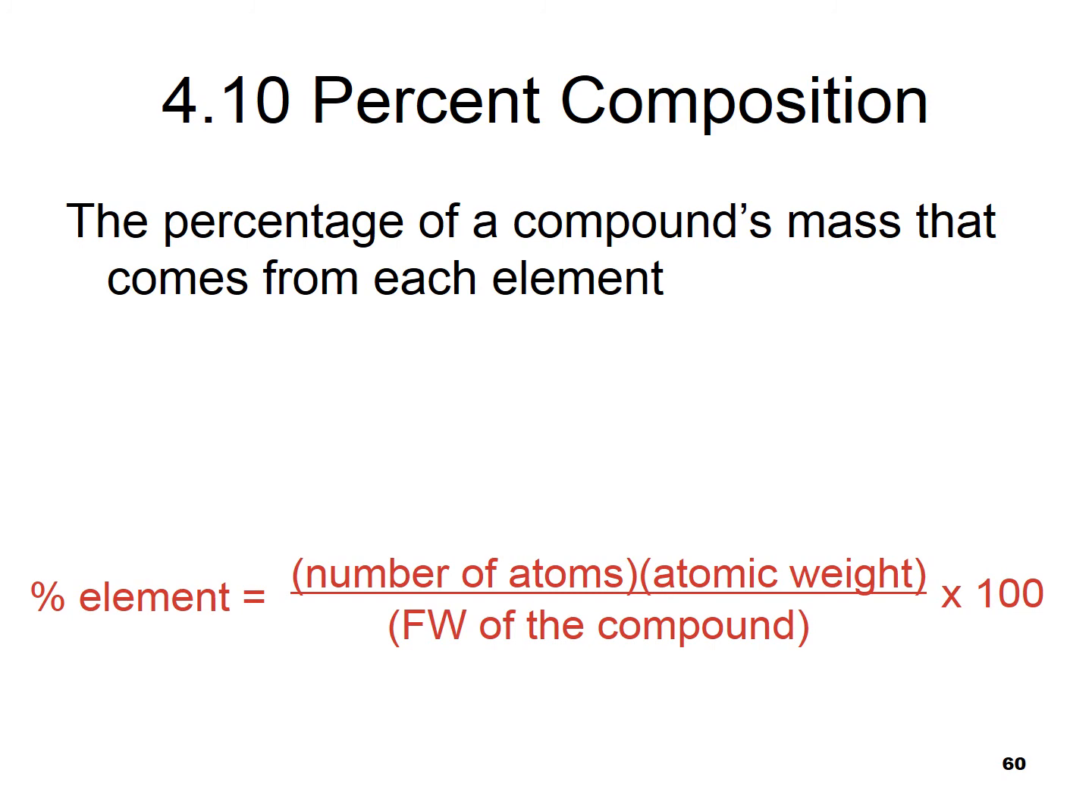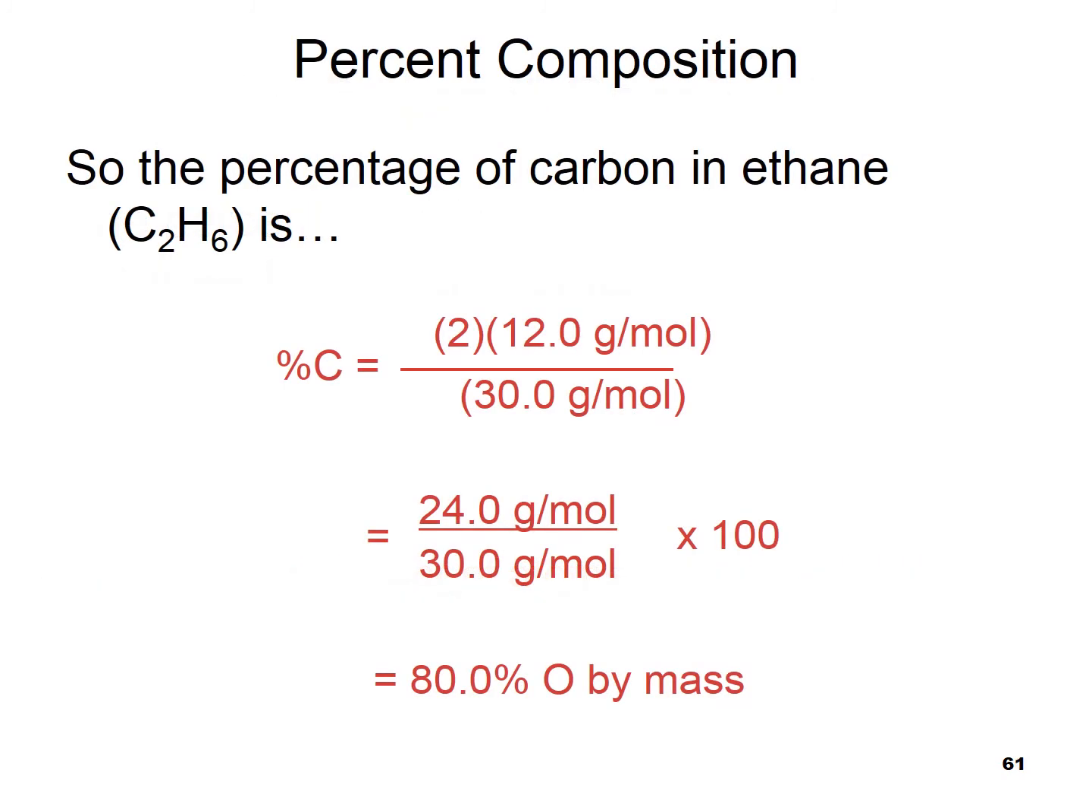So to find the percentage of an element, all you do is you take the total formula weight of the compound, and you put the number of that specific atom times its atomic weight over the total formula weight times 100. So we can go back to C2H6, which we said was 30 grams per mole. If you're looking at the percent composition of carbon, 2 carbons, each carbon is 12 grams per mole. That's 24 divided by 30 times 100 gives us 80% carbon. So pretty easy.